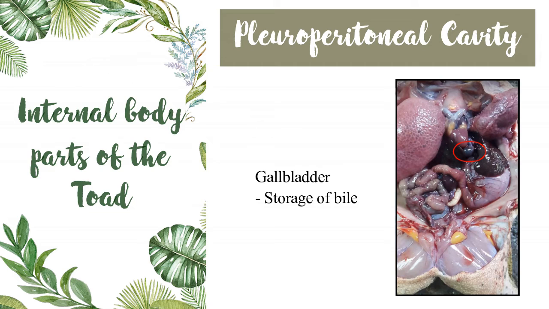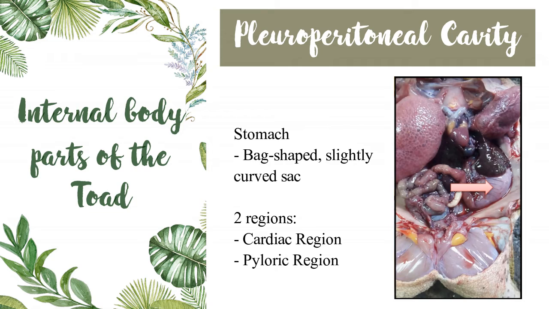The gallbladder is a rounded sac that functions as storage of bile being secreted by the liver, and it is located in the ventral surface of the median lobe of the liver. The stomach is a bag-shaped, muscular, slightly curved sac that secretes gastric juices and mechanically breaks down food for digestion. The stomach has two regions. The cardiac region is the wider anterior portion that joins the esophagus, and the pyloric region is a narrower posterior portion of the stomach located near the pyloric sphincter.